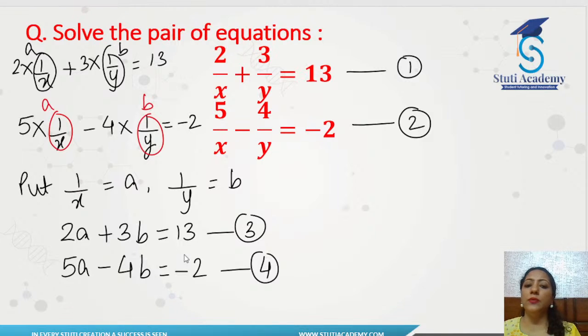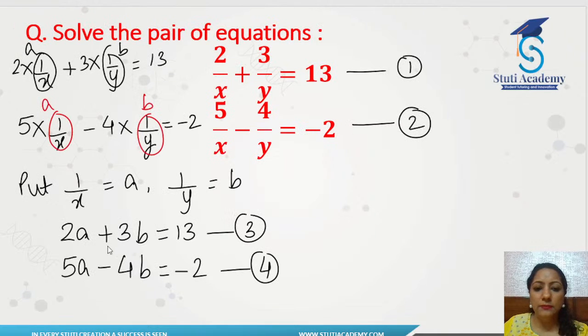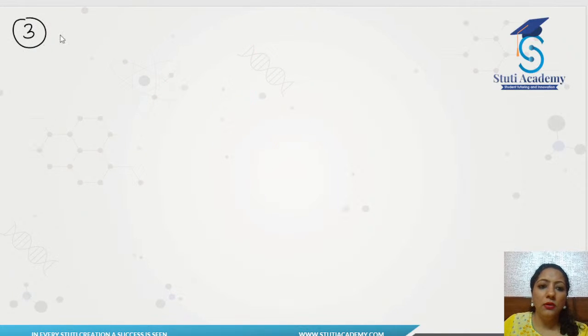Now this is a linear equation in two variables. We have a set of linear equations in two variables where we have a and b as the variables, and we are going to solve them using the elimination method. So we are going to first take the third equation and multiply it by 4. I am planning to eliminate b here. And the fourth one I'll multiply with 3.